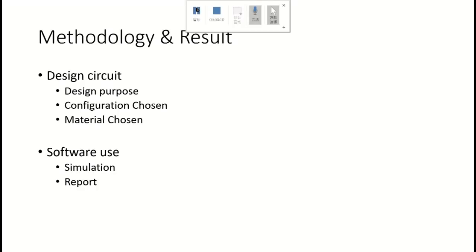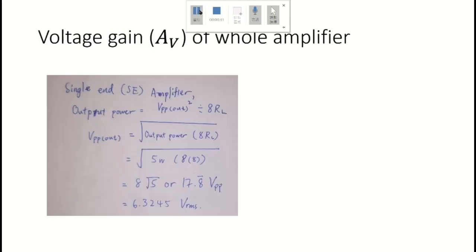We explain the design purpose of the circuit, and the configuration and materials chosen for this circuit. The software we use to simulate this circuit is Multisim, and the report we write on the website with the XeLaTeX compiler. For the voltage gain of the whole amplifier, because we are using a single-ended amplifier, the output power is equal to VPP out squared divided by 8 times the load impedance.